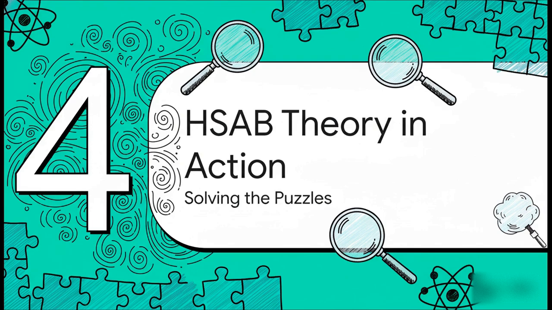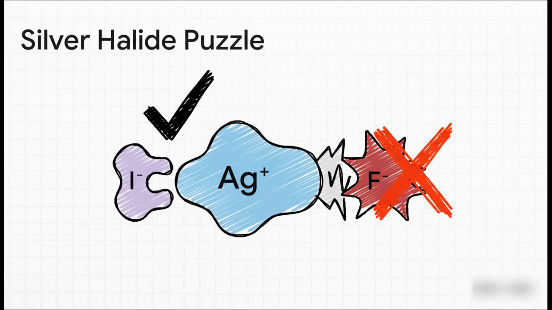We have the tools. Let's go back and finally crack those puzzles we started with. So let's take a look at the silver halides. Ag+, the silver ion, is a classic soft acid. Iodide, I-, is a classic soft base. They're a perfect match, soft-soft. So that AgI2- complex forms super easily. But fluoride, F-, that's a hard base. So you try to mix a soft acid with a hard base, and nope, mismatch. The AgF2- complex just doesn't exist. It's a beautiful illustration of the principle.